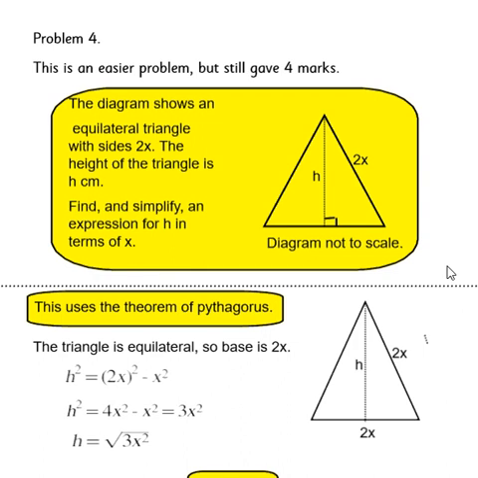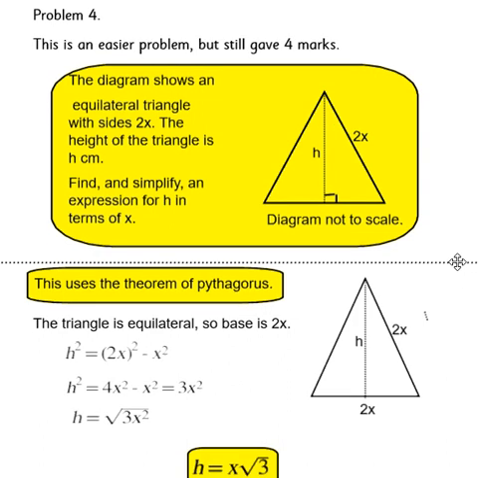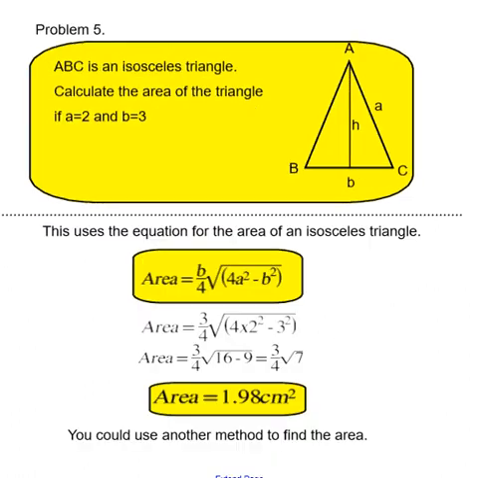This is an easier problem, but it still gives 4 marks. I don't know why. It's a fairly straightforward problem, this one. Another one. This is an isosceles triangle. I've used the formula I put down, but you could just find the area of each of these two separate triangles. You need to find h first by Pythagoras, then you could find the two areas and add them together.